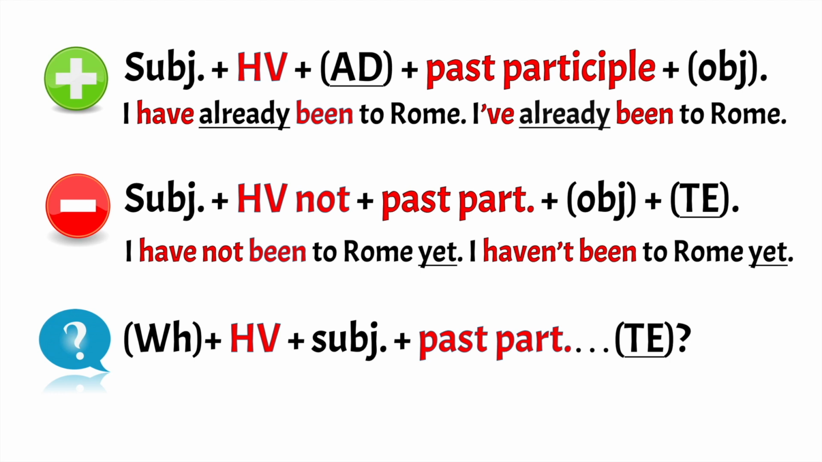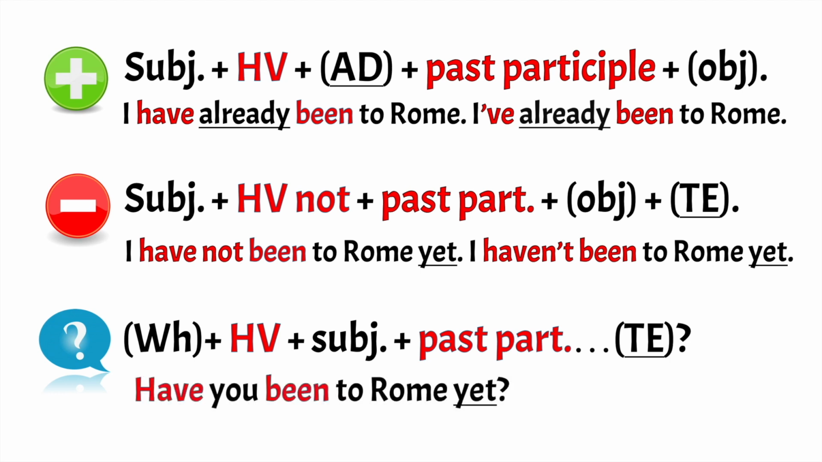And in this case, I will give you the example with an adverb and not a time expression. As I said, yet is an adverb, and it is placed always at the end of a sentence. It's an exception. Have you been to Rome yet? As you can see, here we have yet at the end. Now let's take a look at the next point.